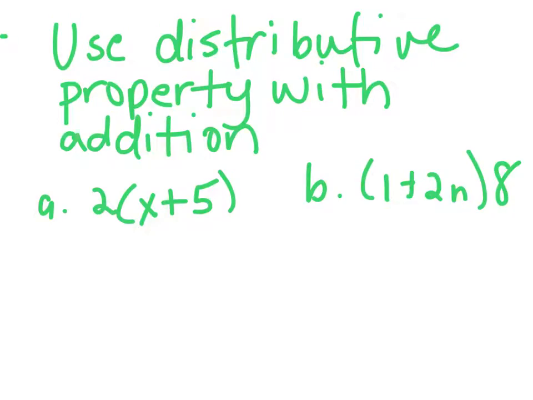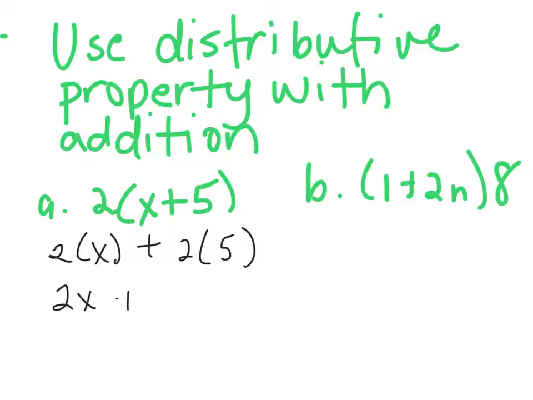So what we want to do now is to use the distributive property with addition. In my example A here, I have 2 times x plus 5. The first thing we want to do is to distribute the 2 to each term of the x plus 5. That would give us 2x plus 2 times 5. Now we can multiply, and that would give us 2x plus 10.